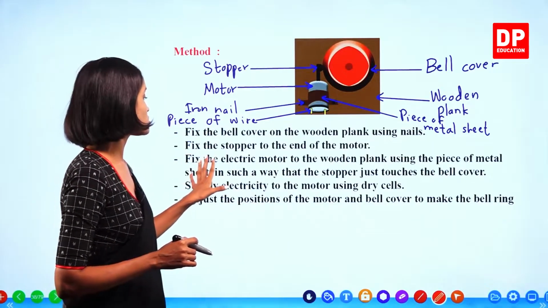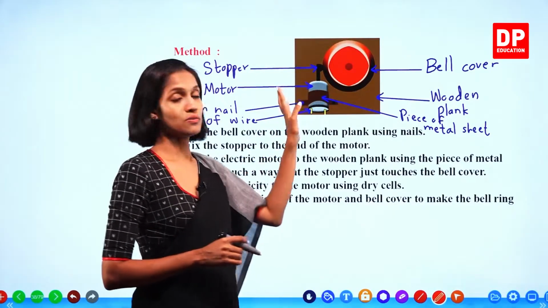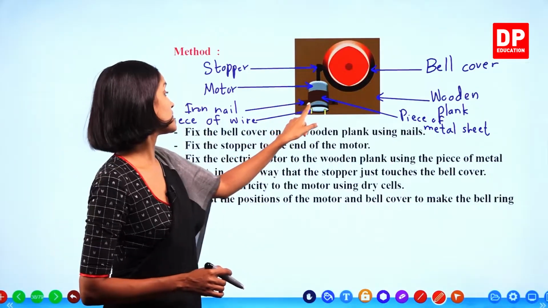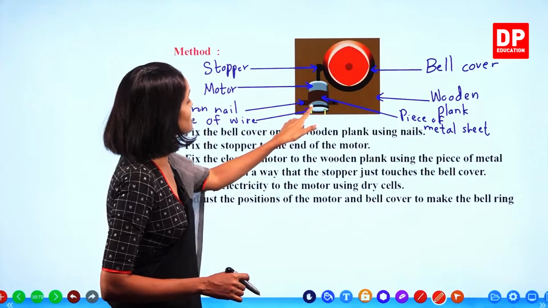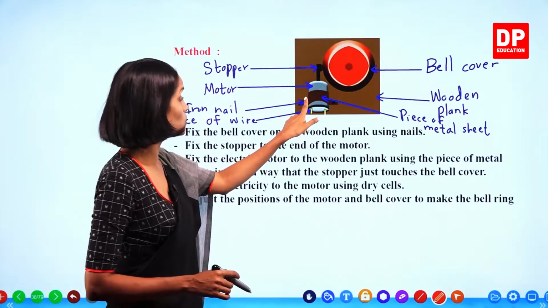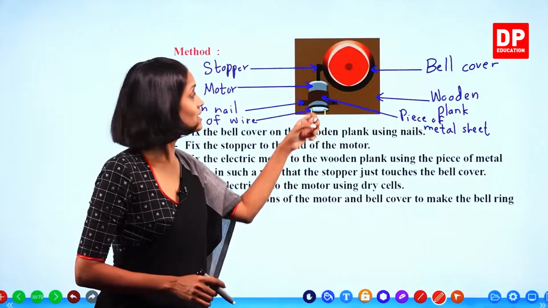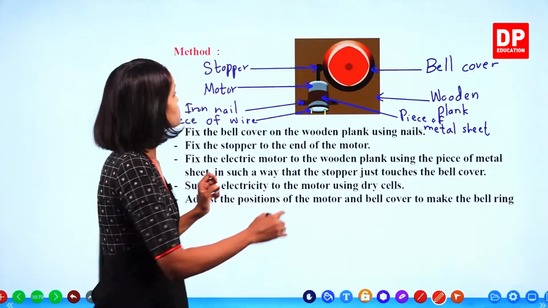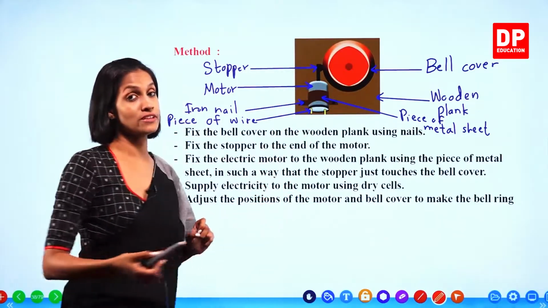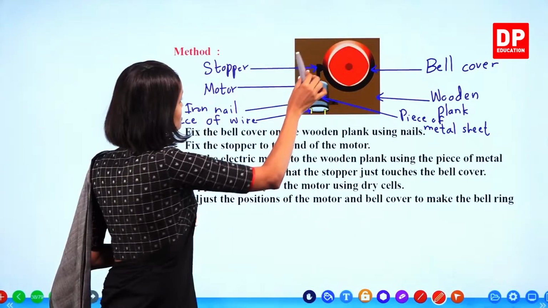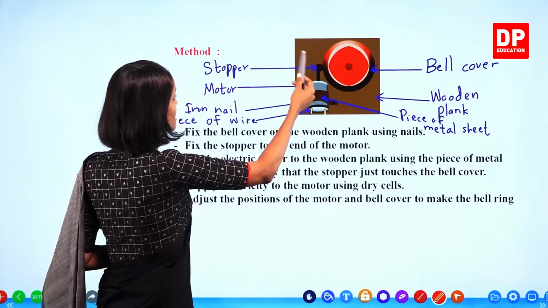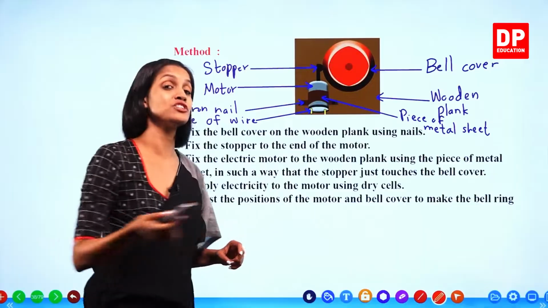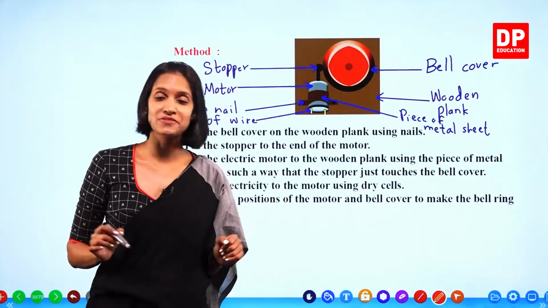Then adjust the positions of the motor and bell cover to make the bell ring. What you have to do is supply electricity using the dry cells to these other ends of the wires. As the wires are connected with the terminals, the motor will get electricity, and as the stopper is connected to the axis of the motor, the stopper will start to rotate along with the axis, right? As the stopper touches the bell cover, each time it rotates it will contact the bell cover and the bell will start to ring. Okay, so we will do this activity in the lab now.